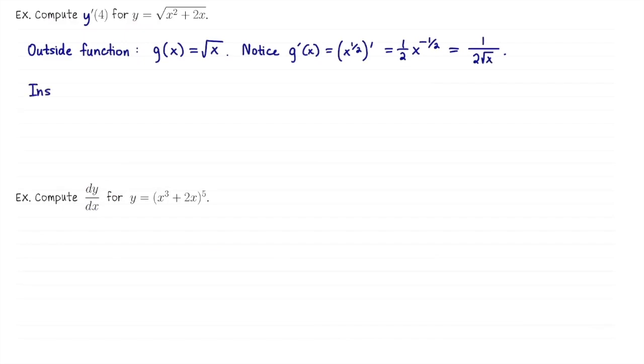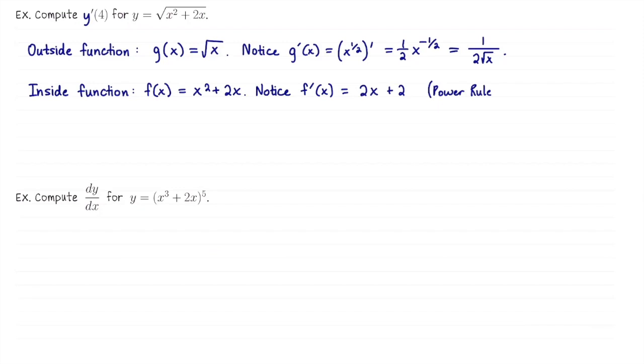The inside function is that polynomial f of x equals x squared plus 2x. That function is easy to differentiate using the power rule, so the derivative is 2x plus 2. Now we can apply the chain rule to say that dy dx is the derivative of the outside function where we plug into that the inside function times the derivative of the inside function.